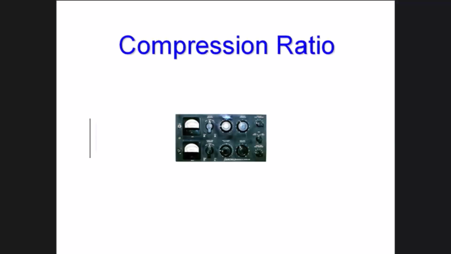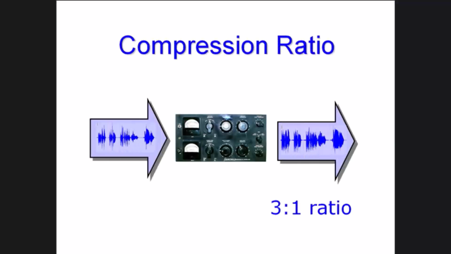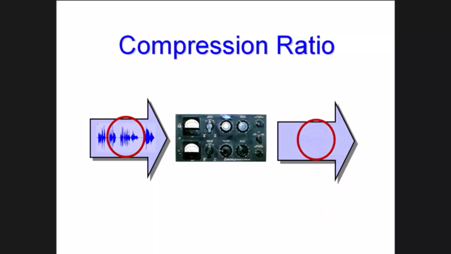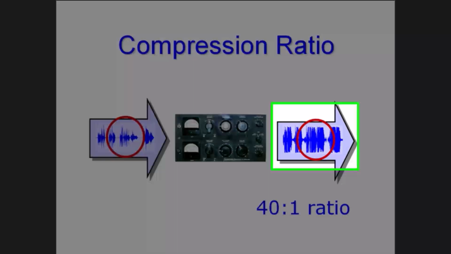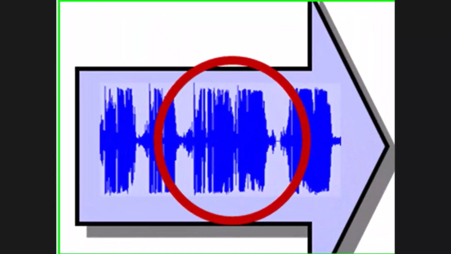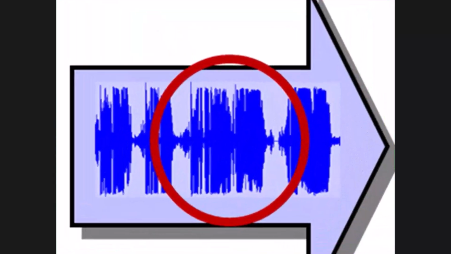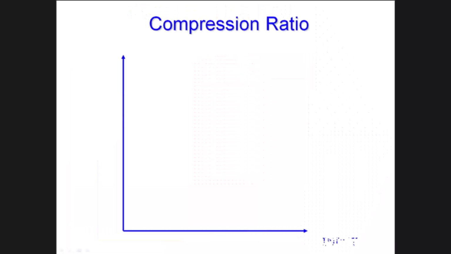Here we see a compressor that applies a compression ratio of 3 to 1. Notice the difference in the amplitudes between the signals. There's much less difference between the softest signal and the loudest signal. If we increase our compression ratio to, let's say, 40 to 1, we have almost no dynamics left at all in the output signal. Graphically, this is what it looks like.